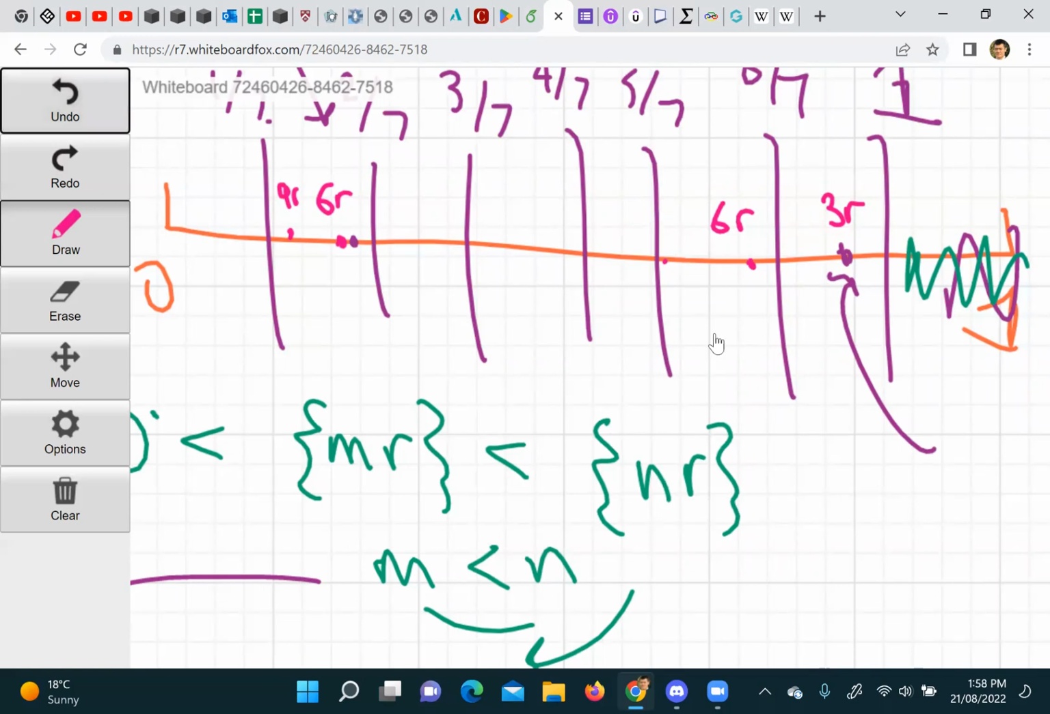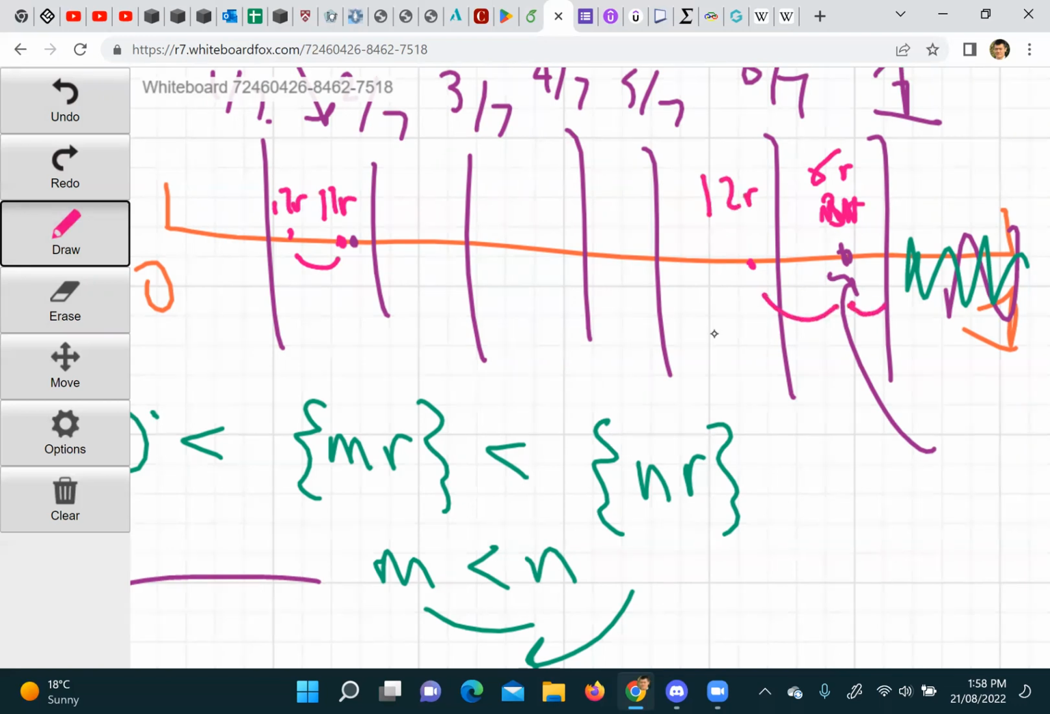Okay, let's use different numbers. Let's do some more random numbers: 11R and 17R. Okay, so 11R is here, 17R is here. So now 6R will be here. Then 12R will be here. So the gaps here must be the same. So this is 18R, 24R.